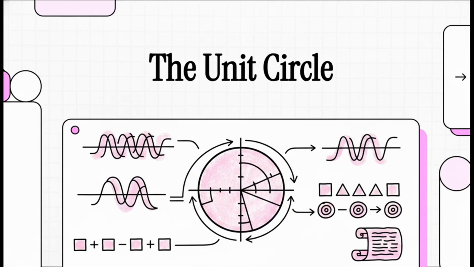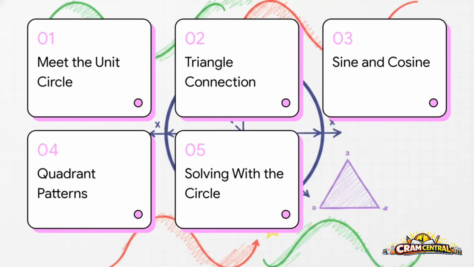The unit circle is actually this incredibly elegant cheat sheet, and it's built entirely on basic repeating patterns. And I promise you, once you see the pattern, you literally won't be able to unsee it. We're going to start with the absolute simplest building blocks and work our way up. Here's our roadmap. First, we'll meet the unit circle. Then, uncover the secret triangle connection. Link that to sine and cosine, reveal quadrant patterns, and finally, solve problems with the circle.